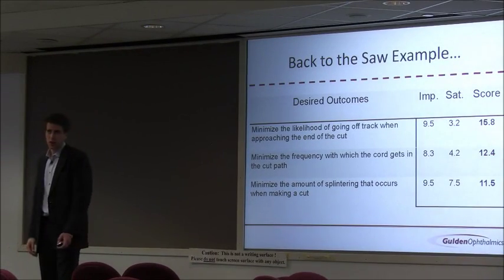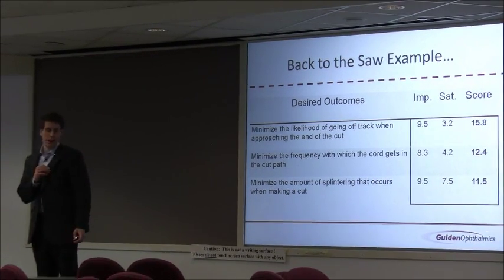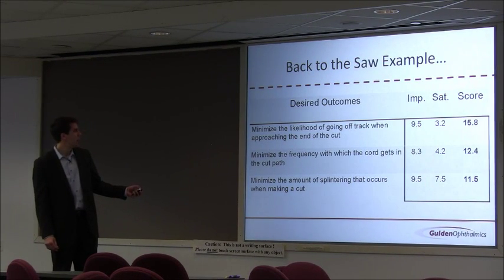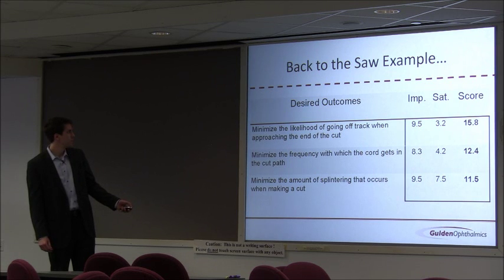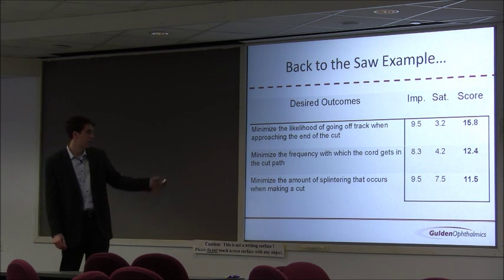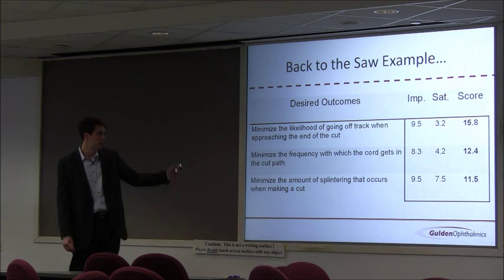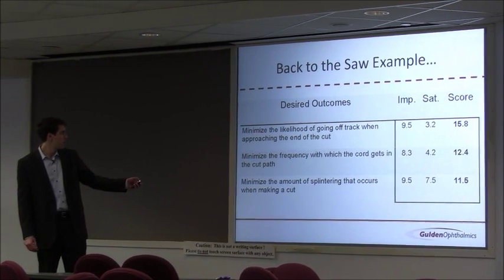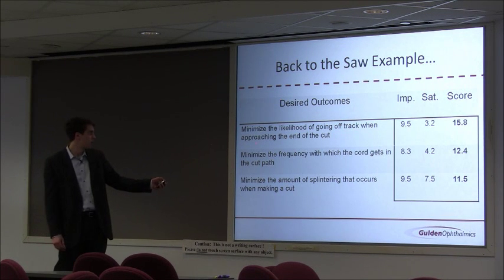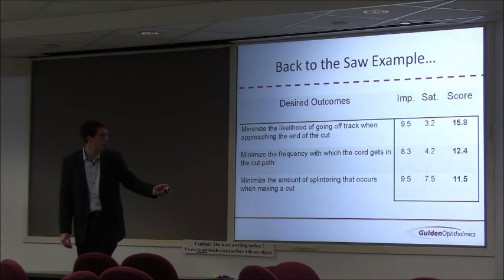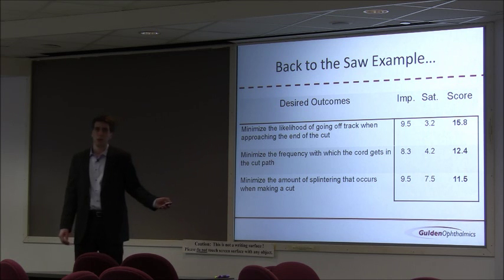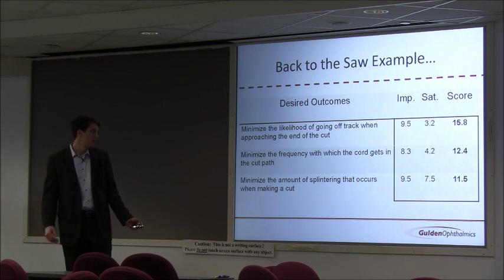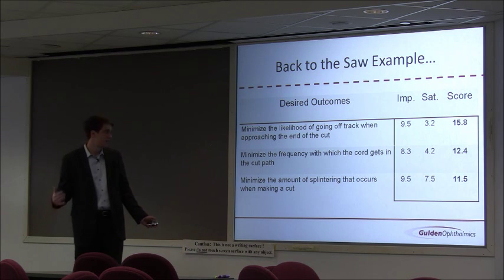So if we're talking about our saw, coming back to a product that's not related to healthcare at all, we have 3 outcomes here for one of our processes, or actually these come from different processes. These happen to be the 3 most important ones. And say we have minimize the likelihood of going off track when approaching the end of the cut. It looks like people thought that that was pretty important. Most people surveyed ranked that near a 10, meaning that it almost has to be done this way.